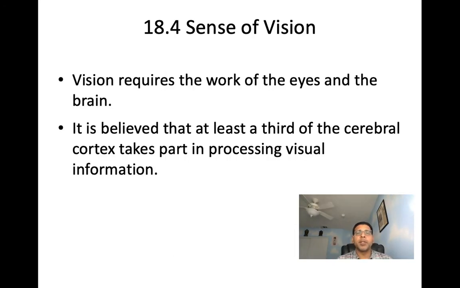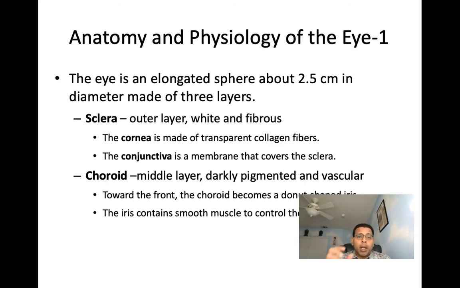All right, next then let's move to the sense of vision. When we talk sense of vision, vision requires the work of the eyes and the brain. It is believed that at least a third of the cerebral cortex takes part in processing visual information. So it's that important of a sense. Now, when we talk anatomy and physiology of the eye, we'll see the eye is an elongated sphere. It's about 2.5 centimeters in diameter, and it's made up of three layers.